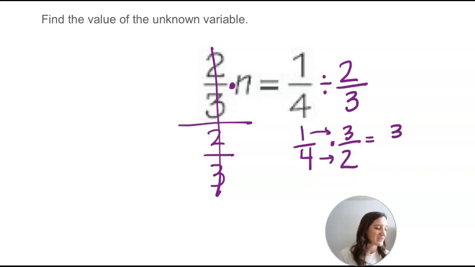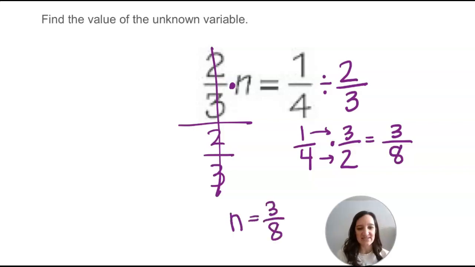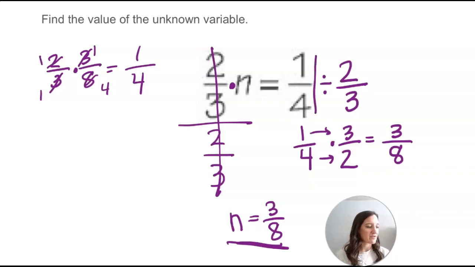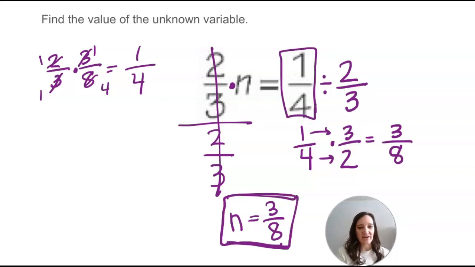1 times 3 is 3. 4 times 2 is 8. I have that n equals 3/8. But I'm going to rewrite the equation, and now I'm going to check with what I think n is. Let's see what we get. Ooh, these I can simplify. I can simplify those two. So when I cross multiply, I get 1/4, which is what I got over here. So I can be certain that n equals 3/8.